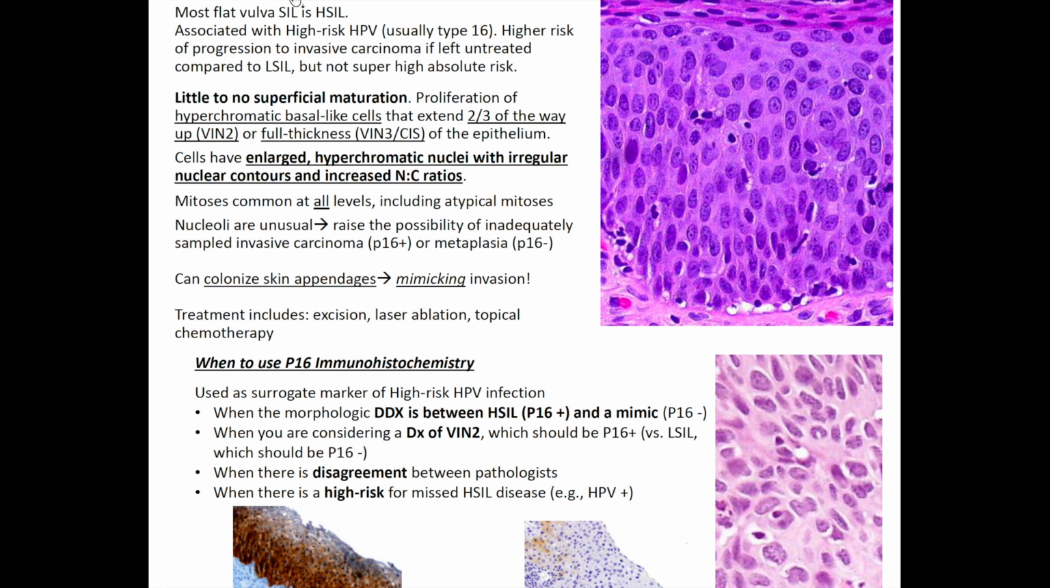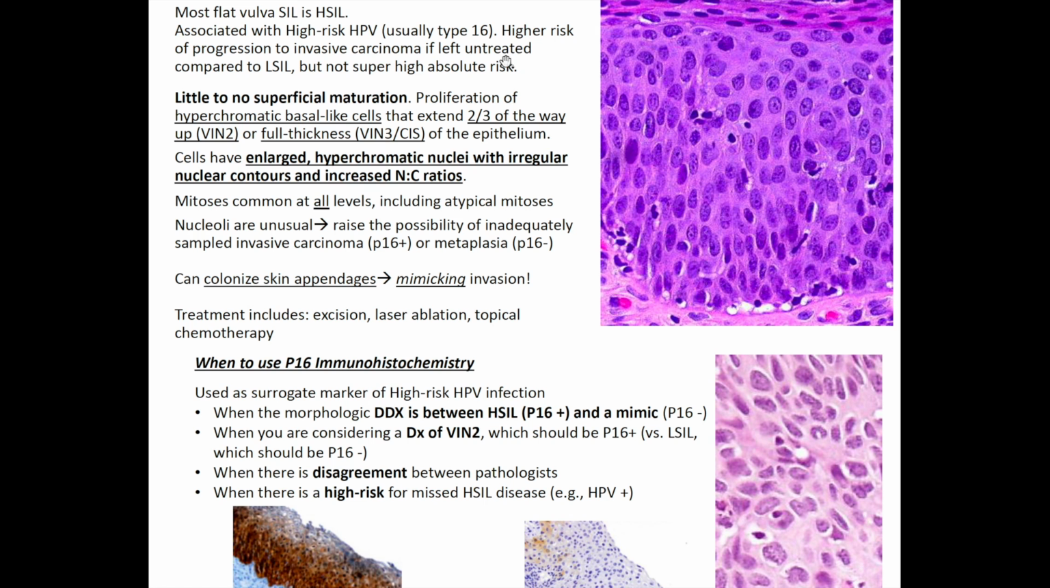Next up, we've got high-grade squamous intraepithelial lesion, or HSIL. So most flat vulvar SIL lesions are HSIL, which are associated with high-risk HPV, usually type 16, and have a higher risk of progression to invasive carcinoma if left untreated compared to LSIL, but not super high absolute risk.